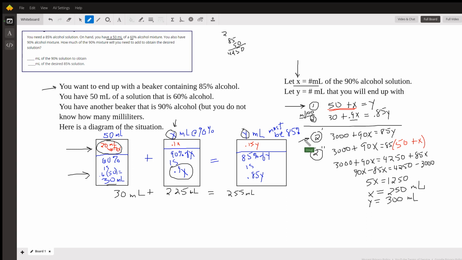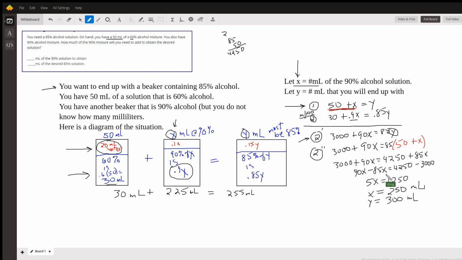Now I'm going to use the substitution method. I've already got Y in terms of X. Y equals 50 plus X. So I'm going to take this expression for Y and substitute it into this second equation. There's the 50 plus X replacing this Y right there. And now it's just a matter of solving for X. So 3,000 plus 90X equals 85 times the quantity 50 plus X. 85 times 50 is 4250. 85 times X is 85X. Use the distributive property to remove parentheses.